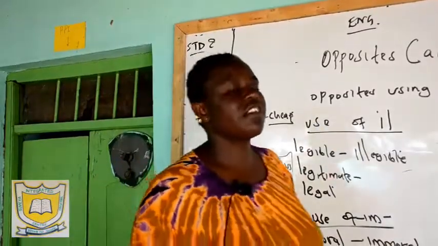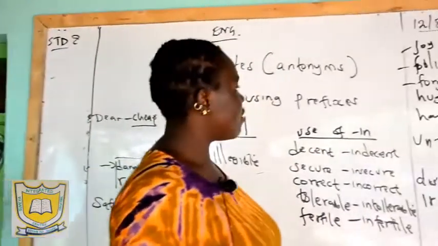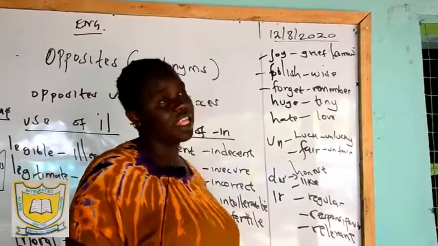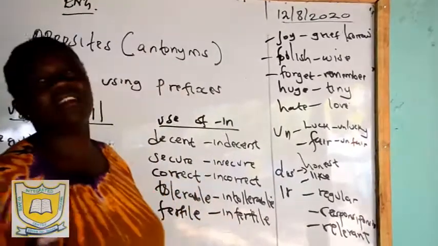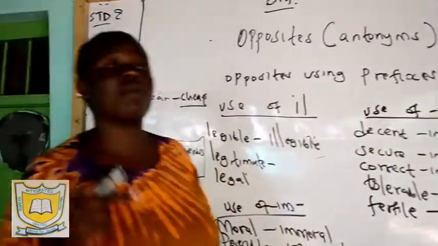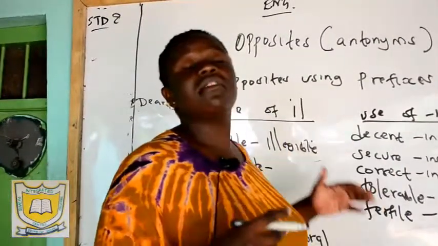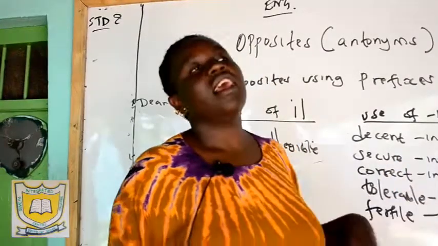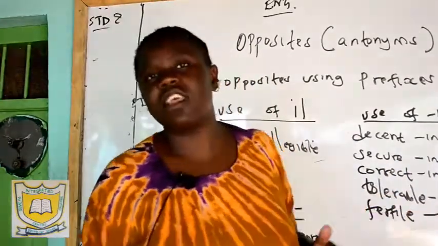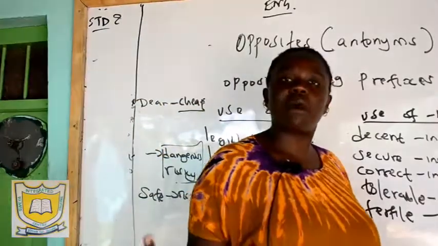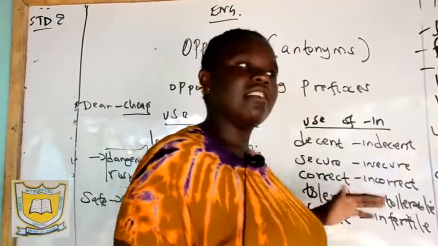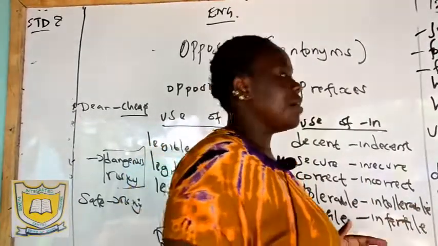Now, using prefixes to come up with opposites of words, we talked about the use of un, dis, and ir as prefixes. What is a prefix? This is a group of letters that are put before a word, and once they are put before the word, they change its meaning, especially if you want to come up with the opposite.